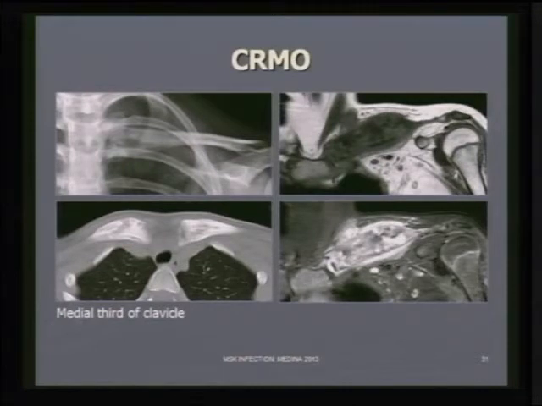This is a condition of unknown etiology. It's a non-bacterial osteitis, so we've seen it enough now that we can recognize it on imaging. We don't biopsy it anymore. We certainly don't treat it with antibiotics. The commonest site in our practice is the medial third of the clavicle. It's usually unilateral. This is an unusual case in which it's bilateral, but notice medial clavicular location.